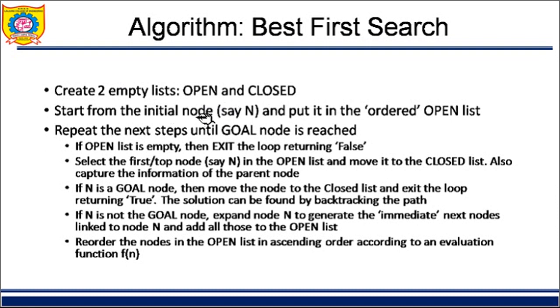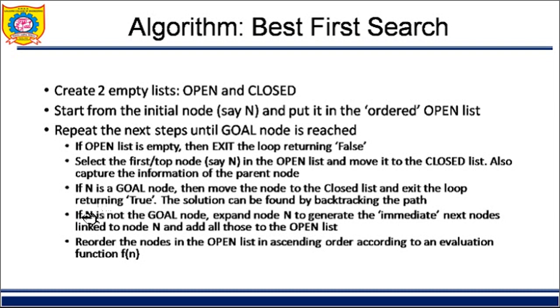Start with the initial node. Suppose your initial node is n. You put this initial node in the open list. If your open list is empty, that is, there is nothing in your graph, then you have to exit. Otherwise, take that initial node from the open list and move it to the closed list. Then check if it is the goal node. If it is the goal node, return true. You have finished the searching.